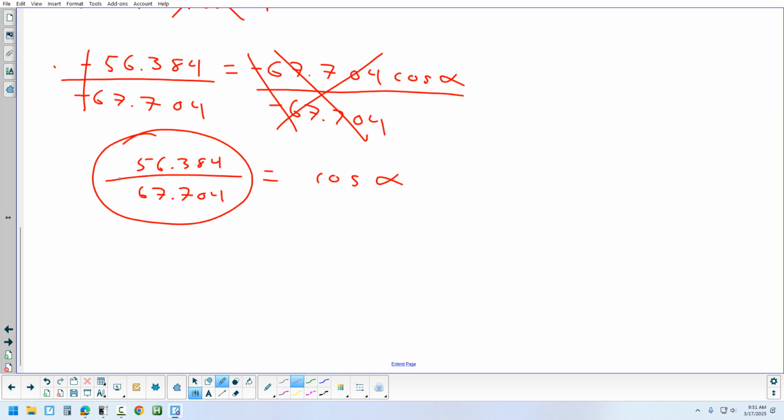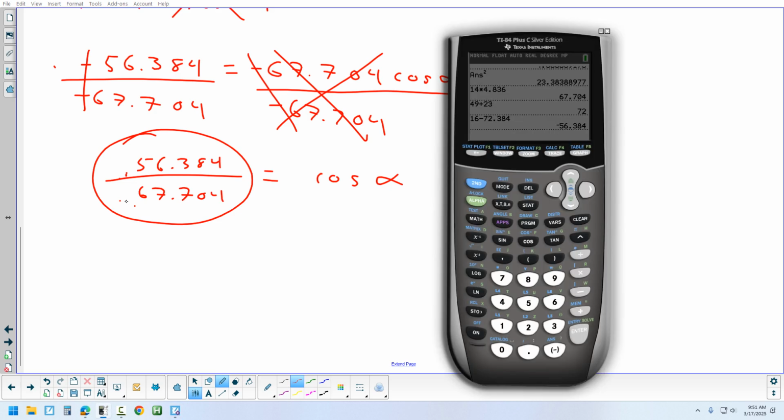Yeah. First of all, it's a positive divided by a positive. So I know it's a positive number. And the bottom is bigger. So it's definitely less than 1. So if the top was ever bigger than the bottom at this step, you have a problem. That doesn't work. Okay, so inverse cosine of 56.384 divided by 67.704. It's 33.612.